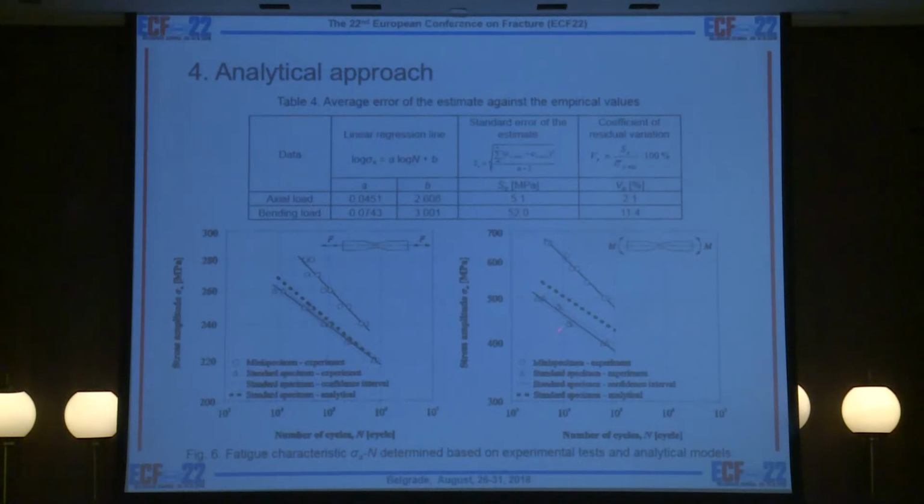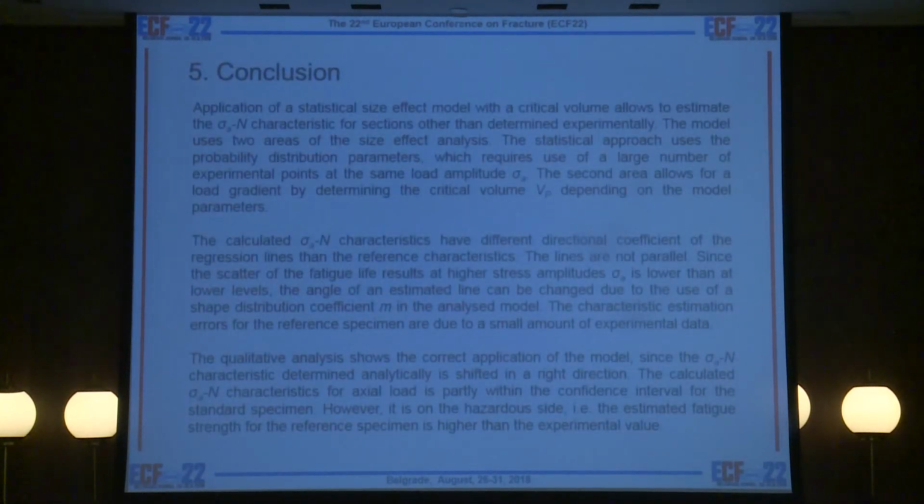For the bending, the difference between the analytical curve and experimental curve is bigger, but we can see it's not so bad. In the table we have the error, so for the axial load the coefficient of residual variation is 2%, so it's very close, but for bending it is 11%, so it's bigger, as you can see on the graph.